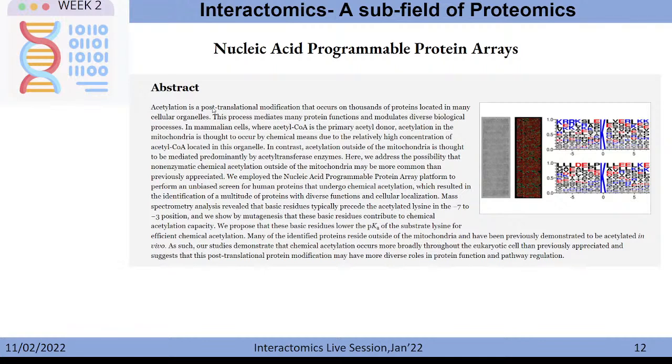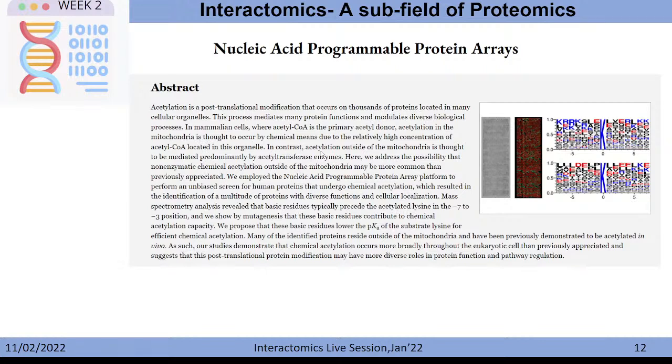So you can know very well that acetylation is a post-translational modification. It happens in the cellular organelles, but mostly it is known that it occurs within the mitochondria through the acetyl-CoA transferase enzyme for different physiological processes. So here, in mammalian cells, it is known that acetyl-CoA is the primary acetyl donor, and it helps in acetylation due to its relatively high concentration in these organelles.